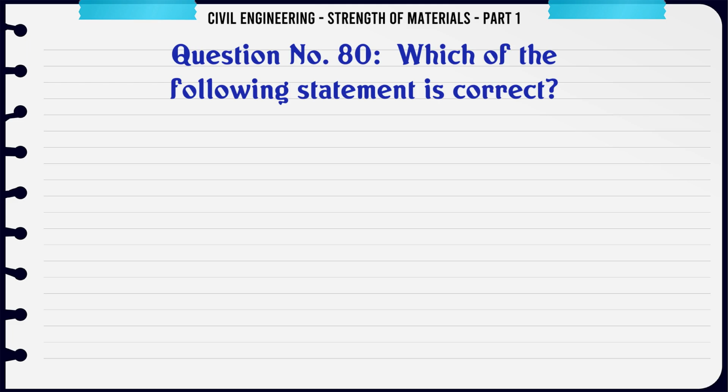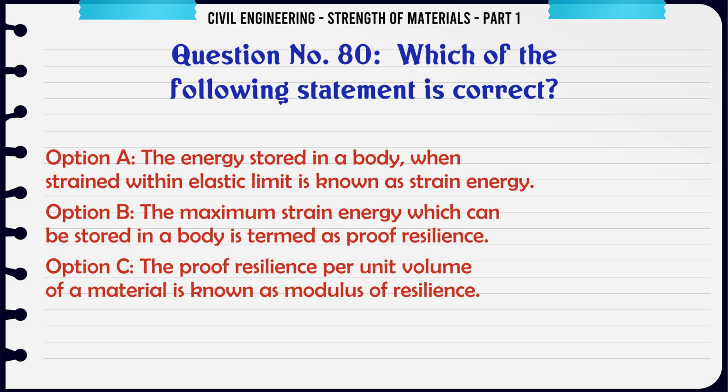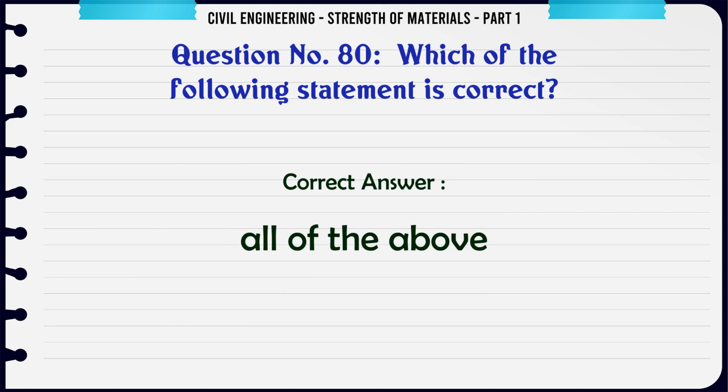Which of the following statements is correct? A. The energy stored in a body when strained within elastic limit is known as strain energy. B. The maximum strain energy which can be stored in a body is termed as proof resilience. C. The proof resilience per unit volume of a material is known as modulus of resilience. D. All of the above. The correct answer is all of the above.